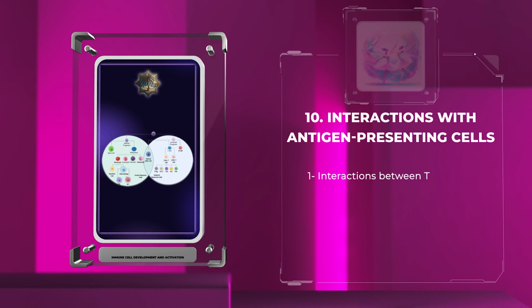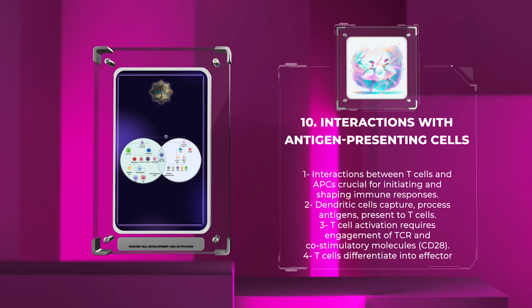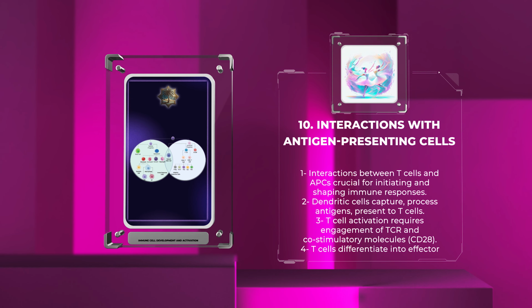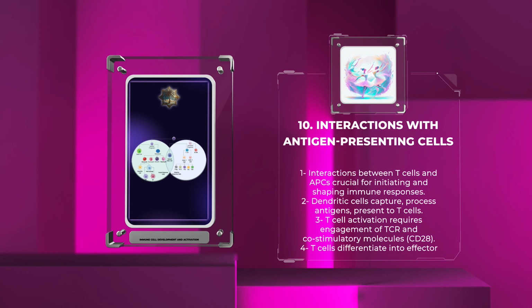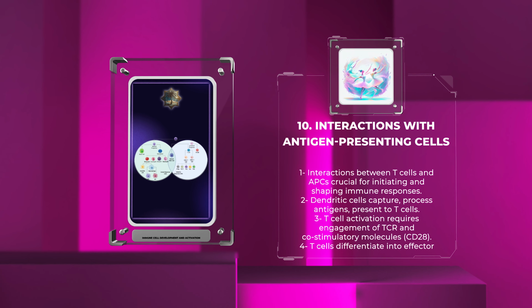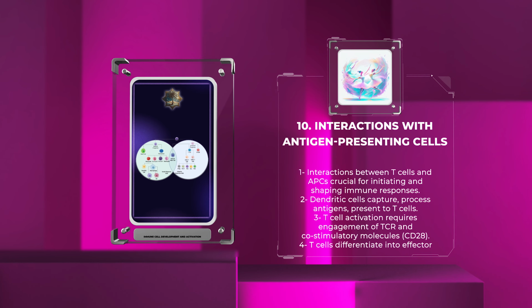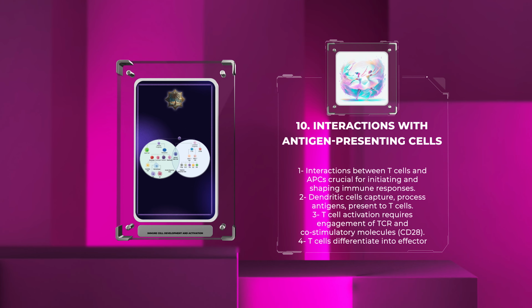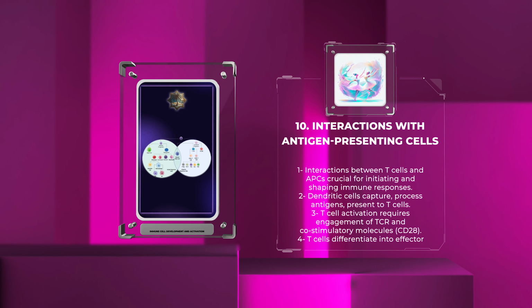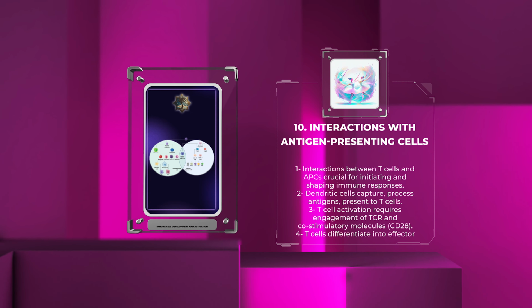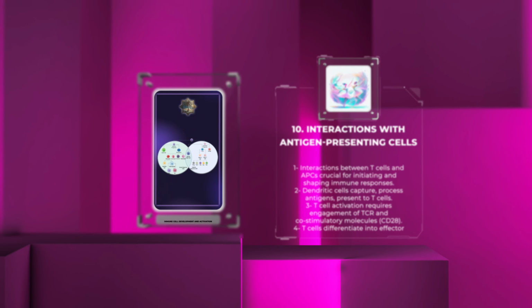Interactions between T cells and APCs, particularly dendritic cells, are crucial for initiating and shaping immune responses. Dendritic cells capture antigens, process them, and present antigenic peptides to T cells, inducing their activation. T cell activation requires the engagement of both the TCR and co-stimulatory molecules, such as CD28. Upon activation, T cells can differentiate into effector cells, capable of eliminating infected cells or providing support to other immune cells. These intricate interactions and signals between T cells and APCs ensure effective immune surveillance and response.